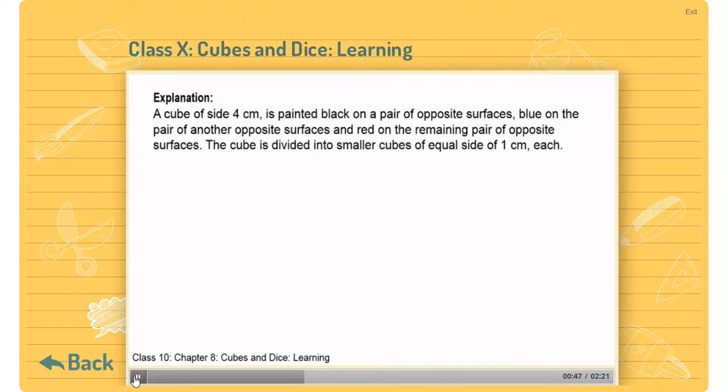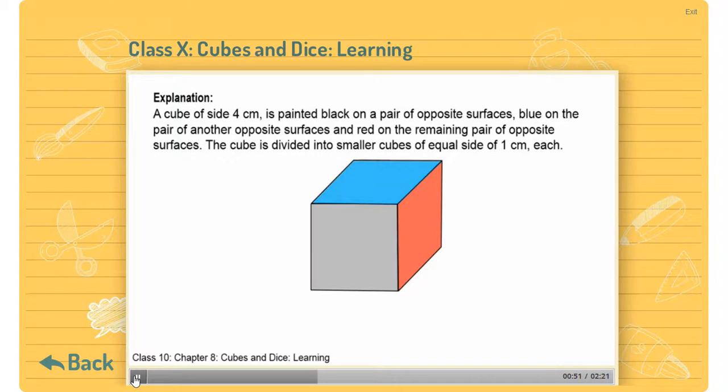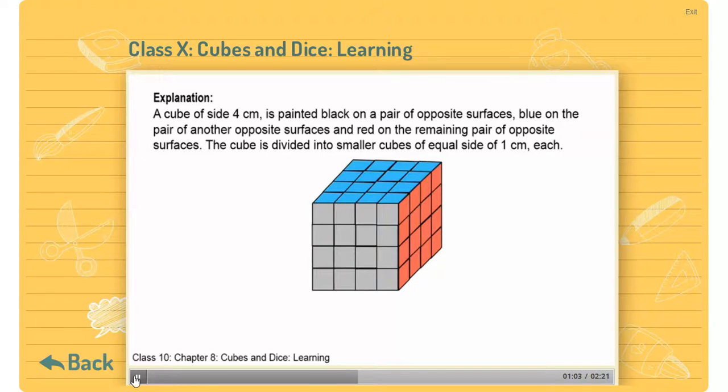A cube of side 4 centimeters is painted black on a pair of opposite surfaces, blue on the pair of another opposite surface, and red on the remaining pair of opposite surfaces. The cube is divided into smaller cubes of equal side of 1 centimeter each. Look at the image below. Number of small cubes with 3 surfaces painted equals to 8.